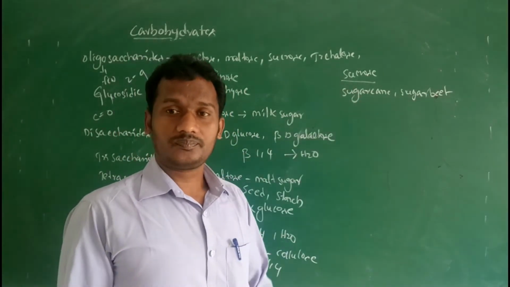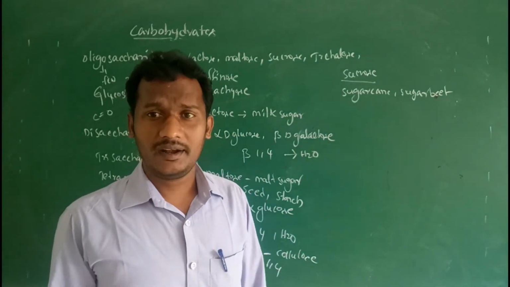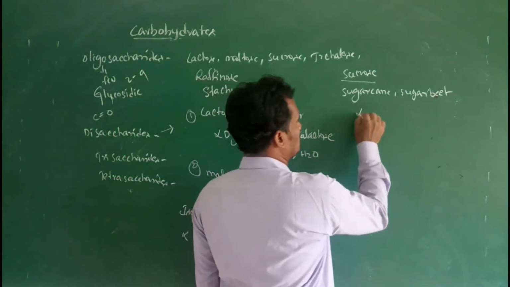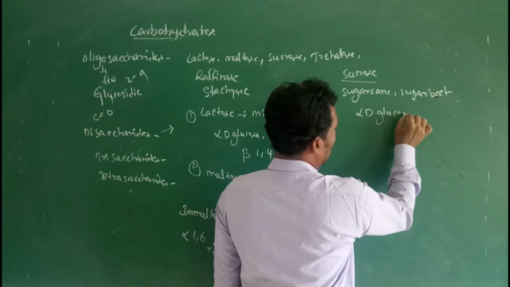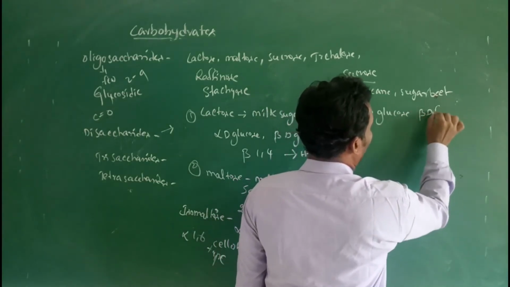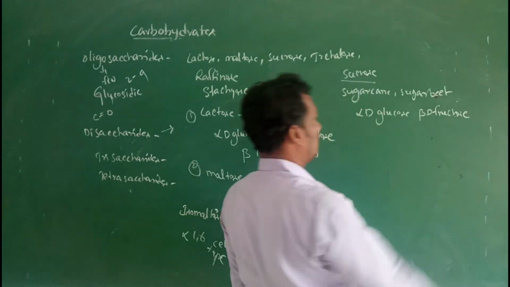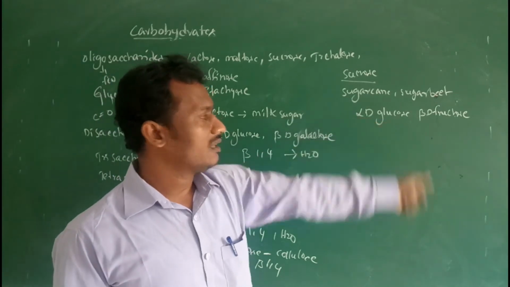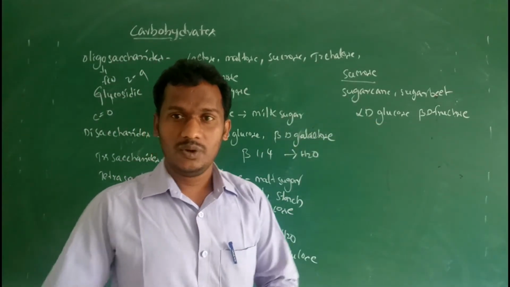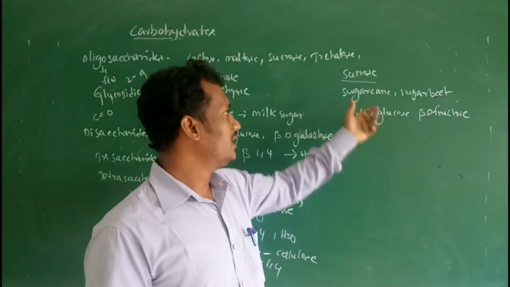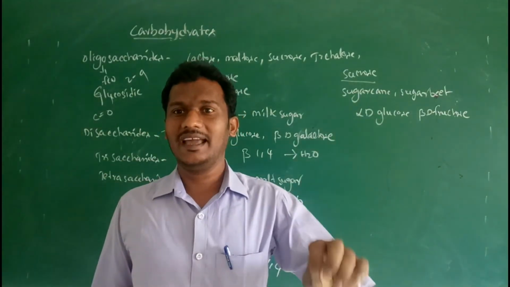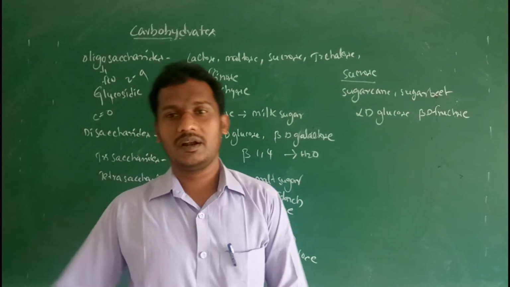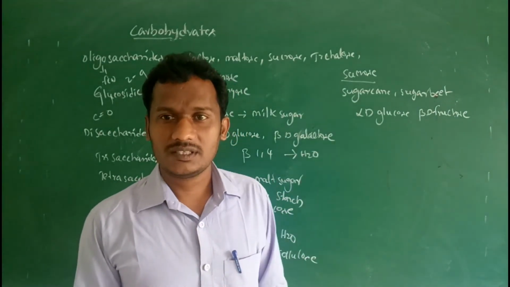Sucrose contains two monosaccharide units. By hydrolysis, sucrose gives alpha D glucose and beta D fructose. In respiration, before glycolysis, sucrose undergoes hydrolysis by the enzyme invertase and splits into glucose and fructose. Then glucose and fructose directly participate in the glycolysis process.